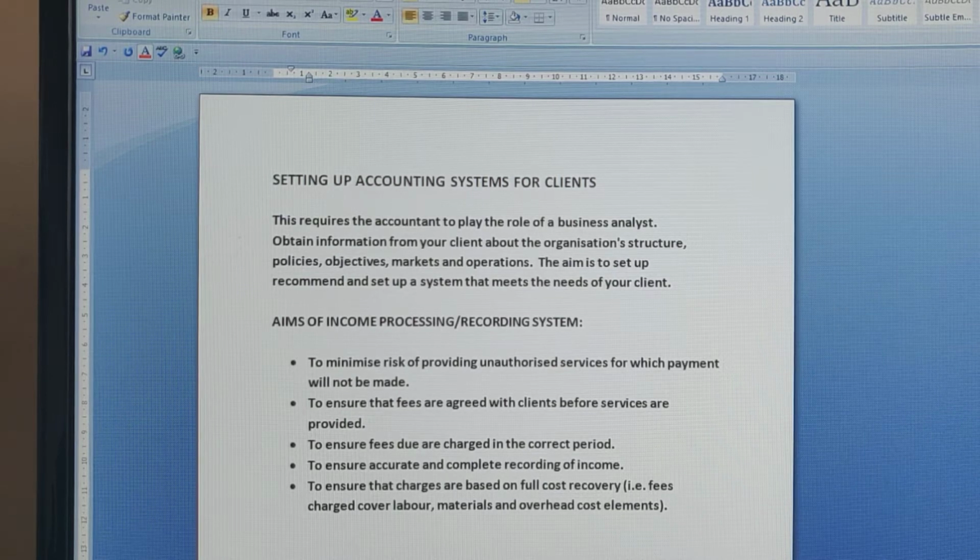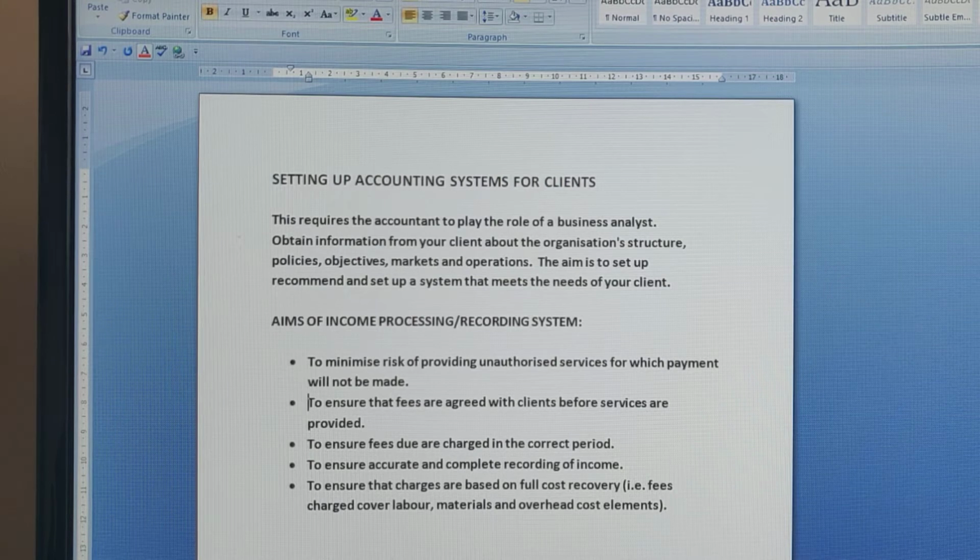Because the cost that you have incurred to provide those services will include salaries, rent, rates, materials, and so on and so forth. Those are costs that will go into providing services. And if you are not paid for those services, there will be a loss. And any business that operates like that will not be around for long, really. So the system is also aimed at ensuring that fees are agreed with clients before services are provided. The clients are happy that the services be provided at the agreed fee before you proceed to the next stage.